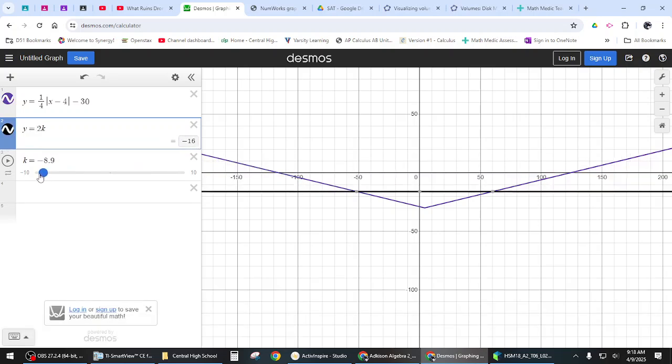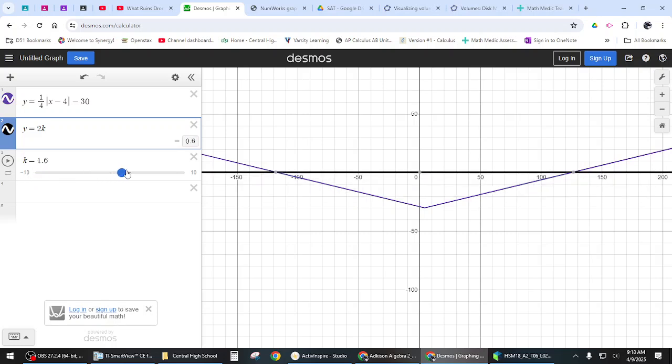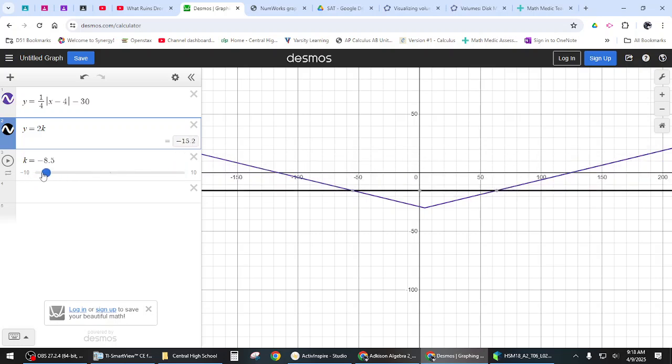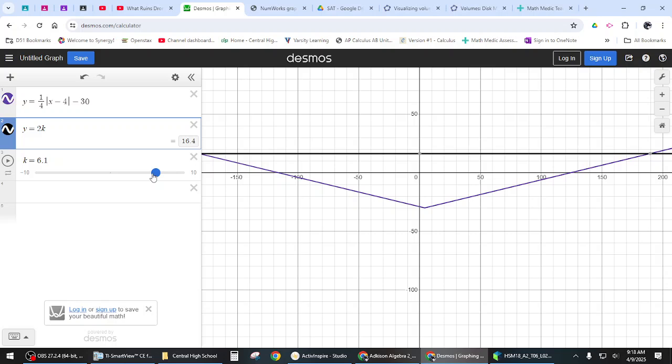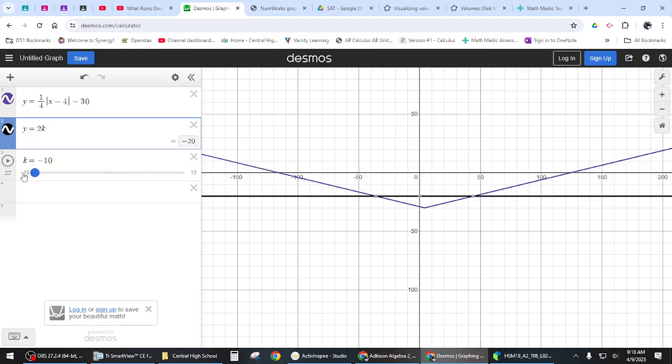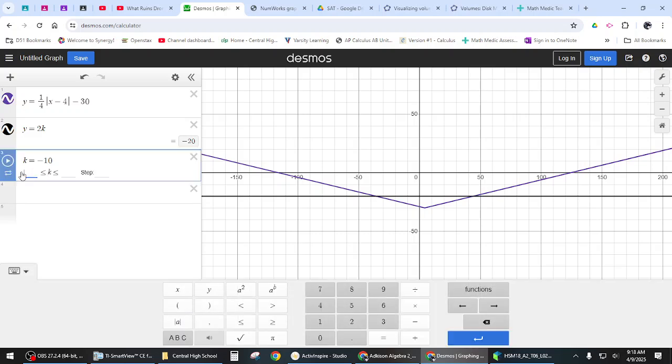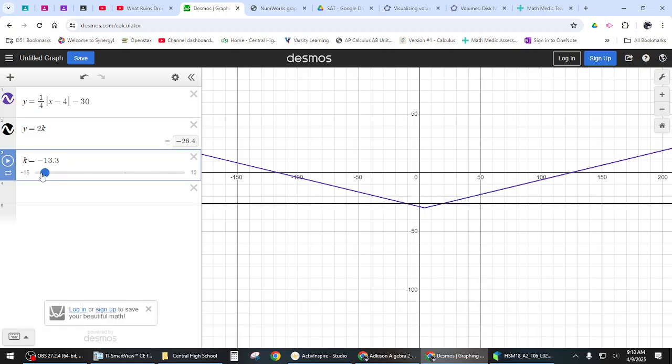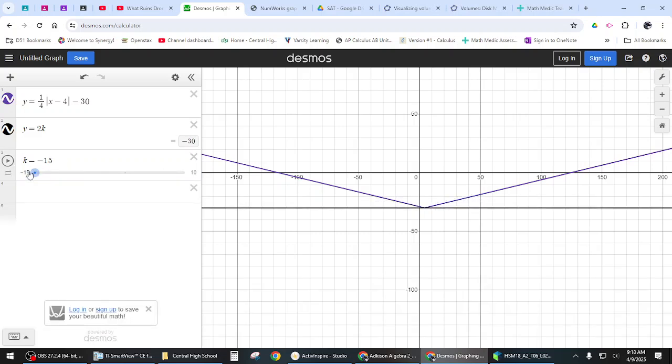So see how we can do this? Slider. Now it's moving the line. How many solutions does it have currently? 2. Okay, and as far down as -10, I still have 2 solutions. So you just edit this, put in -15 or something. And then keep sliding down, and there. Now we have 1 solution.